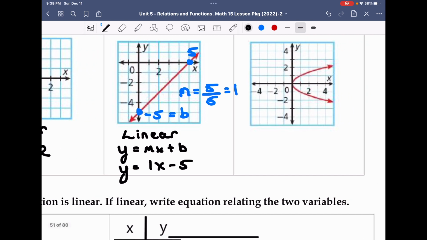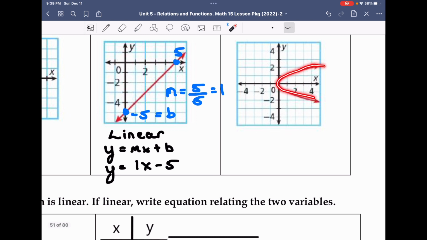And then finally, we look at our last example here. We have a parabola that is horizontally rotated or transformed. So when we look at this, we would say that this is definitely not linear here. So this one falls under the not linear.